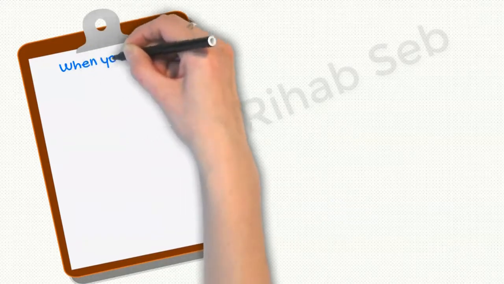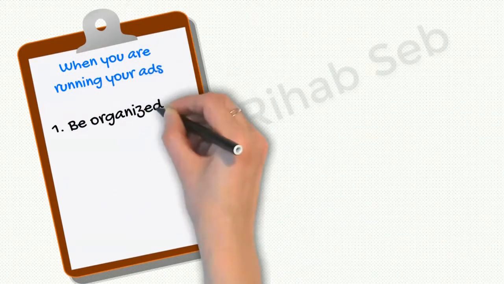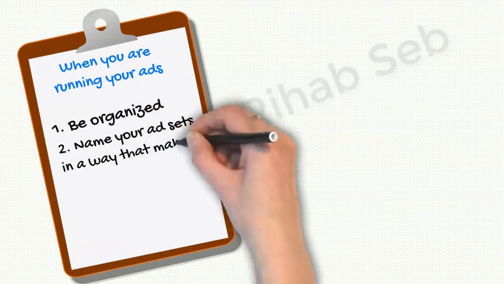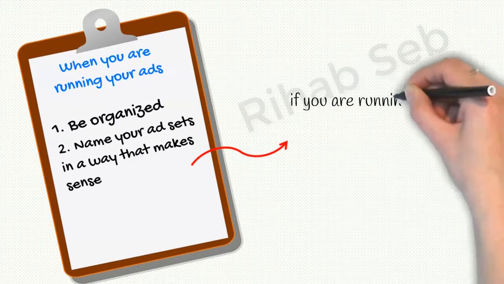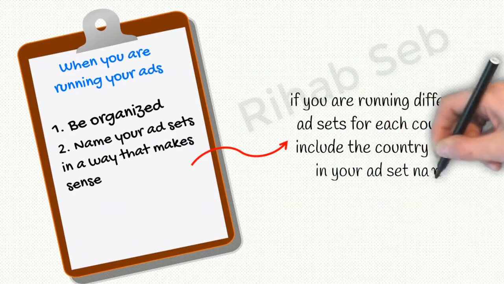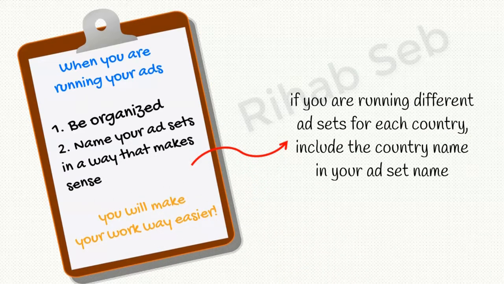When you are running your ads, when you finish this whole course first, try to be organized. Name your ad sets in a way that makes sense. So if you are running a different ad set for each country, include the country name in your ad set name. The more organized you are, the easier working with the Facebook ads dashboard will be.